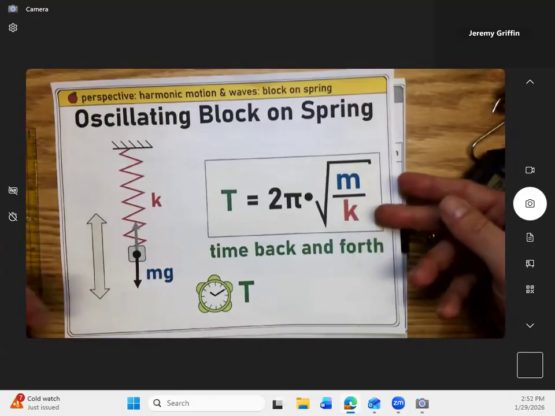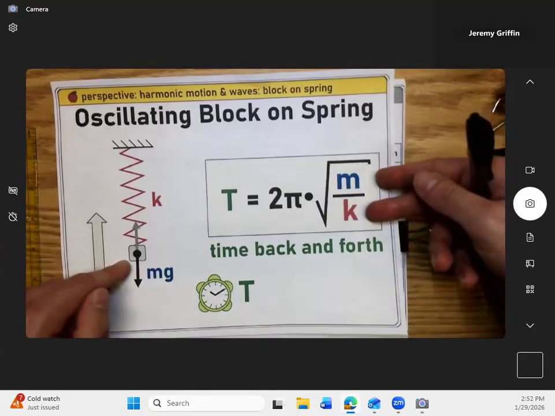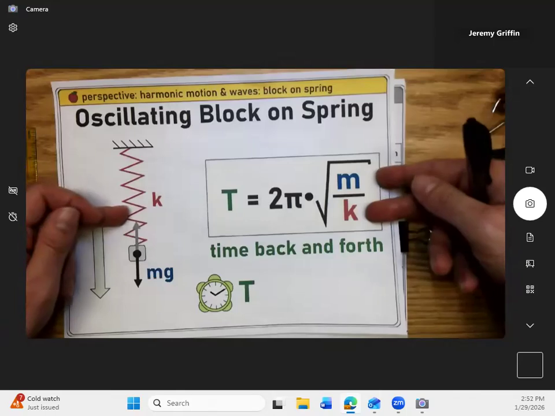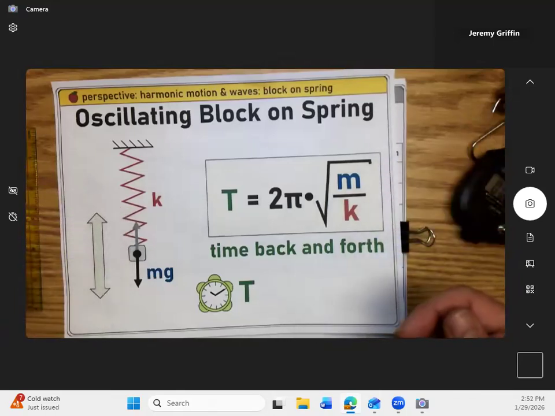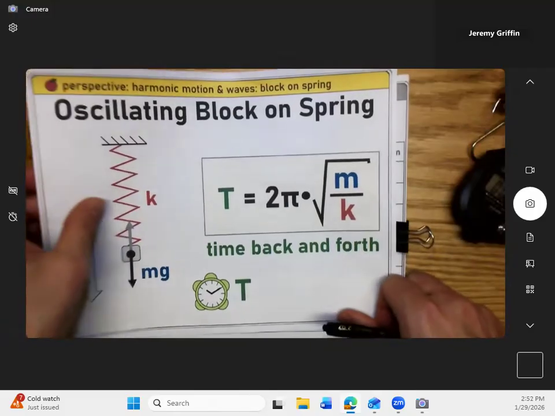Because that's not part of the equation. The only thing that's going to determine how much time it takes is whatever mass you attach and how stiff the spring is. It doesn't matter the amplitude. It doesn't matter how far you pull it. For that matter, it doesn't even matter the gravity field. Yeah, that's interesting too.